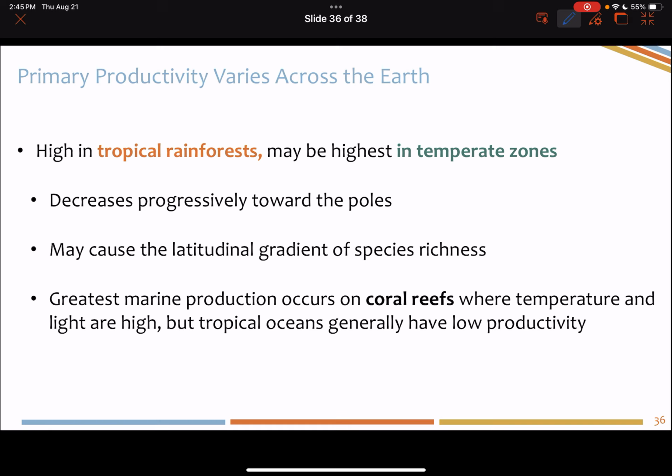Tropical rainforests often have very high primary production for the reasons we discussed earlier: lots of water, lots of heat. But actually, when you study primary production, we tend to have the highest primary production in temperate zones, where it's not quite as hot, where there's not quite as much water, but there's still enough water to sustain all of the primary production. Primary production is going to decrease towards the poles.